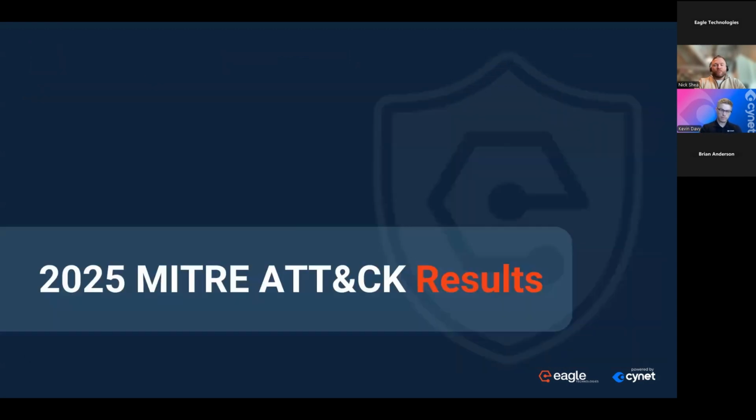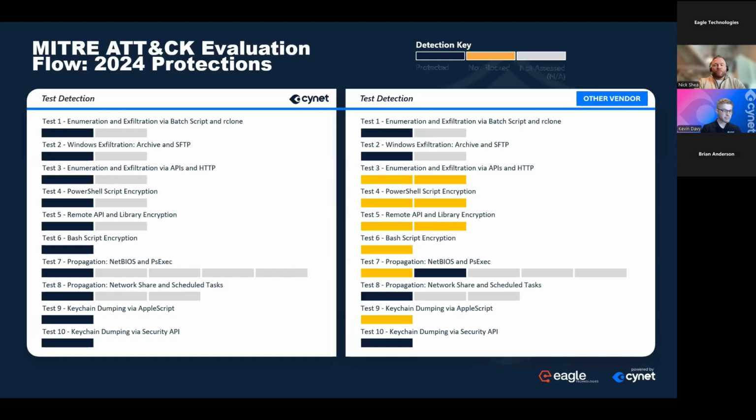Hey, Kevin, can you go back? Yeah, sure. So, you see the purple on the far left. Why is the gray follow? Because we've already blocked the attack. So this just basically shows that we've already stopped it before it got to that point.